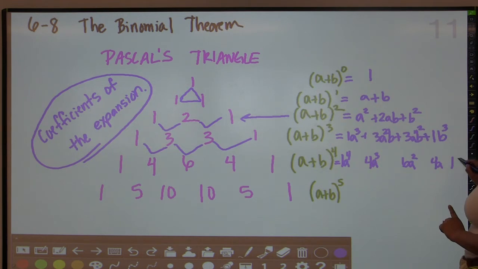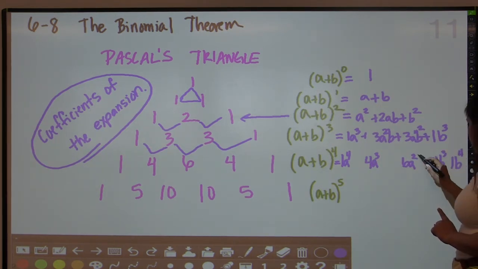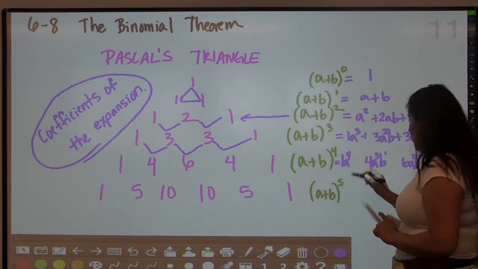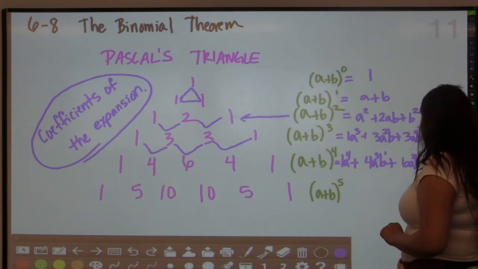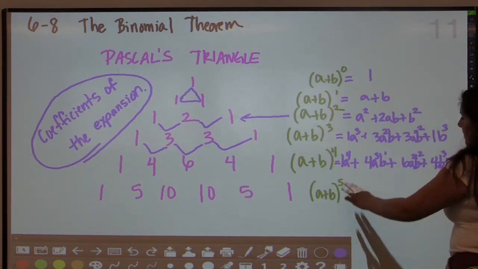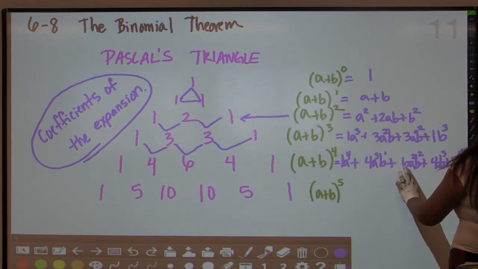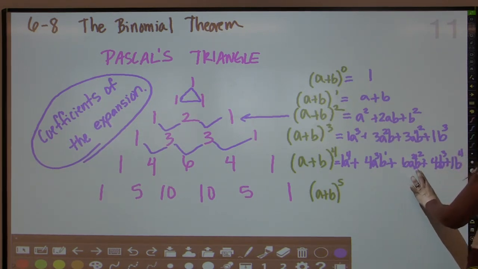The b's start here: b to the 4th, b to the 3rd, b squared, b to the 1, and finally no b. So then I put pluses in here. So my expansion will be a to the 4th power plus 4 times a cubed b plus 6 times a squared b squared plus 4 times ab cubed, it's kind of tight there, and plus b to the 4th.